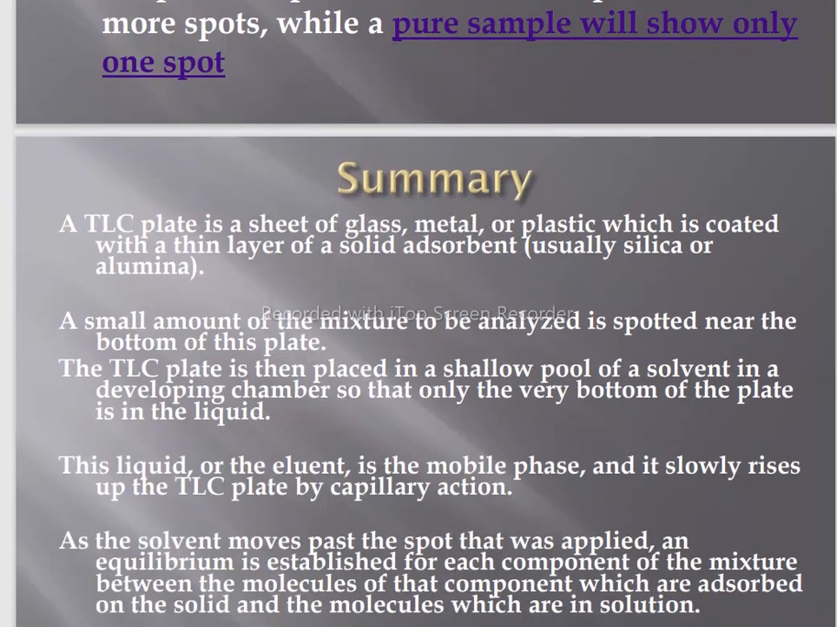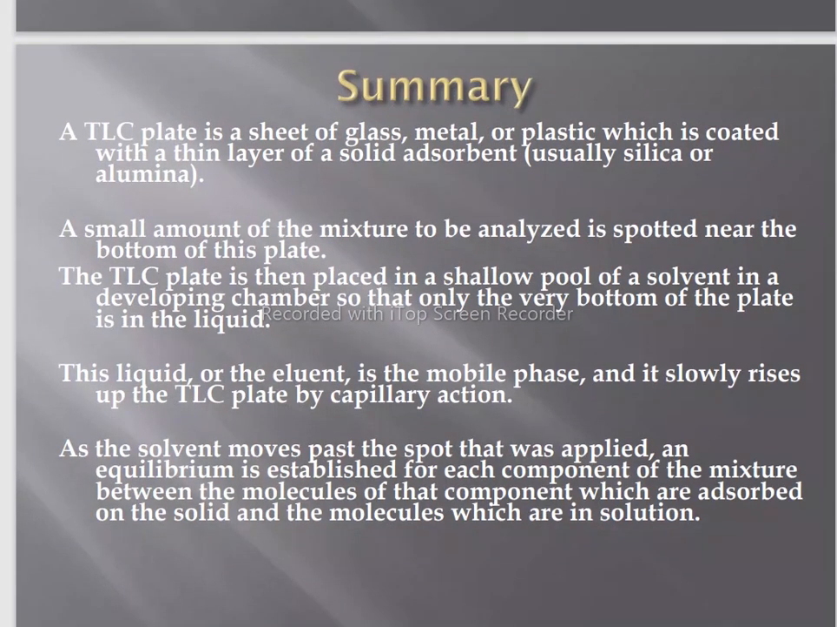Summary: a TLC plate is a sheet of glass, metal, or plastic which is coated with a thin layer of solid adsorbent, usually silica or alumina. A small amount of the mixture to be analyzed is spotted near the bottom of this plate. The TLC plate is then placed in a shallow pool of solvent in a developing chamber so that only the very bottom of the plate is in the liquid. This liquid, or the eluent, is the mobile phase, and it slowly rises up the TLC plate by capillary action.